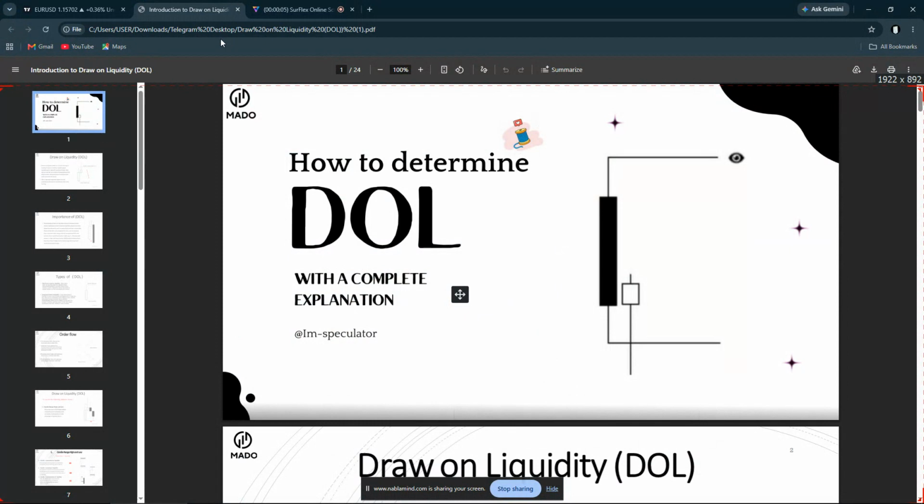In today's video, we are going to break down one of the most important concepts in CRT, which is how to identify the draw on liquidity. Many traders understand the CRT range, but they struggle with knowing where price is actually targeting after the liquidity is formed. So, understanding the draw on liquidity helps you stop taking random entries and allows you to follow where the market is most likely trying to deliver price.